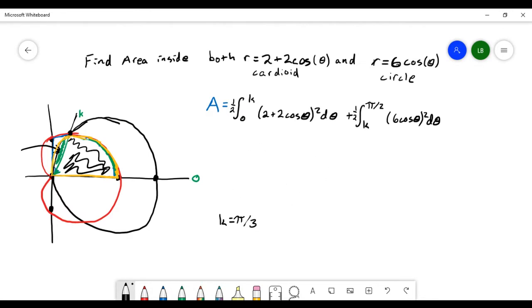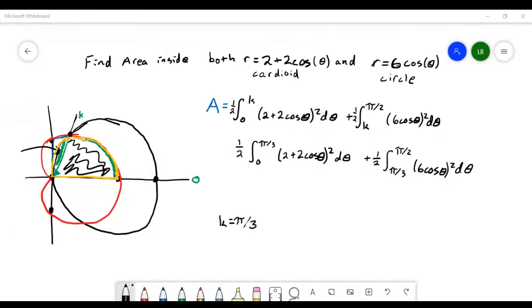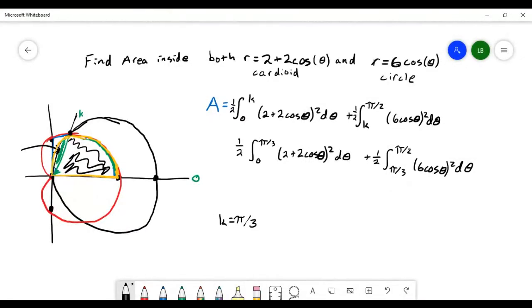So in order to evaluate our integral, the area of this blue top half would be 1 half integral from 0 up to pi over 3 of (2 plus 2 cosine theta) squared, plus 1 half integral from, sorry, that's pi over 3, up to pi over 2 of (6 cosine theta) squared. Yeah, no, K is just this angle we've got here. All right.